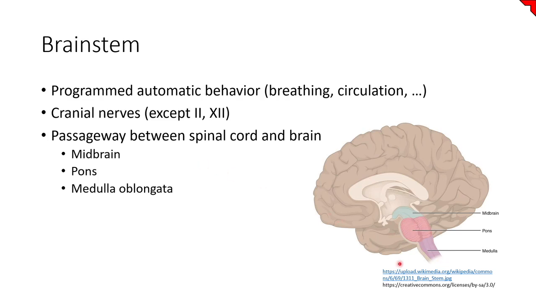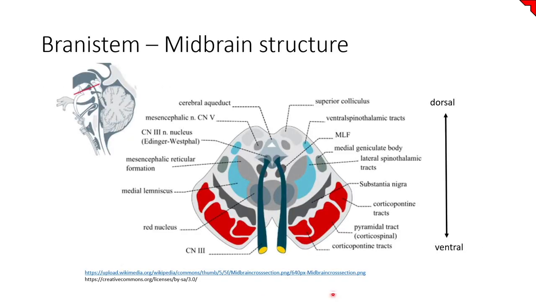And in this brainstem, we have the nuclei of the cranial nerves, except the olfactory nerve. And it's basically involved in a lot of automatic behavior, so behavior that we're not consciously aware of.